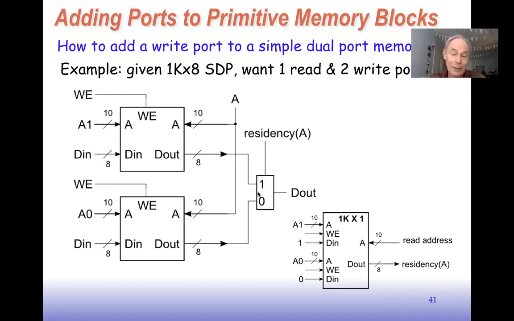So this small memory here remembers where we last wrote the data for some particular memory address. Okay. So it's a little tricky scheme. This has to be a dual ported memory, but we could make it work. Okay, so that's how we can add a second write port to a simple dual ported memory.